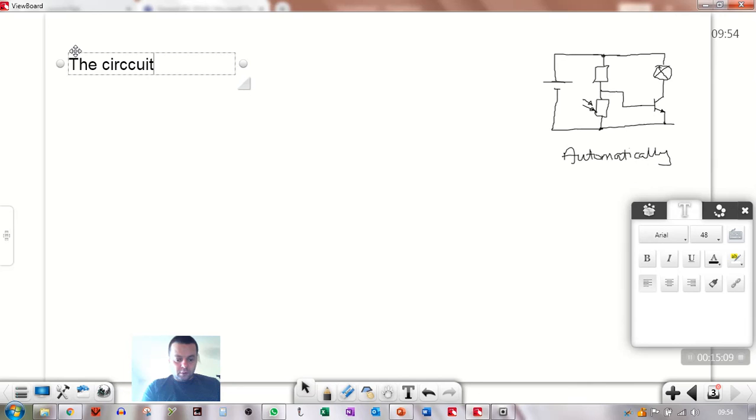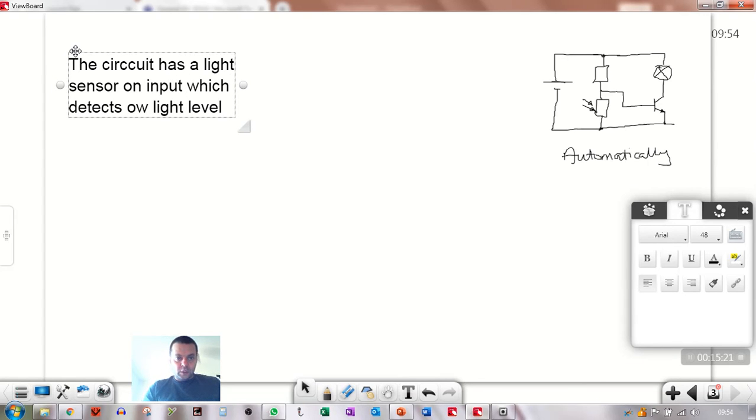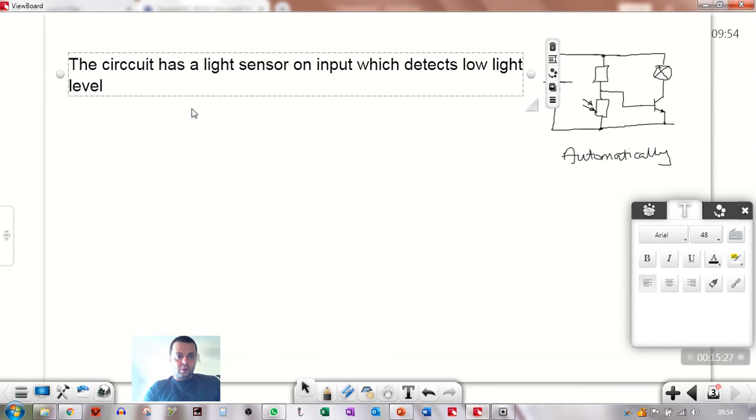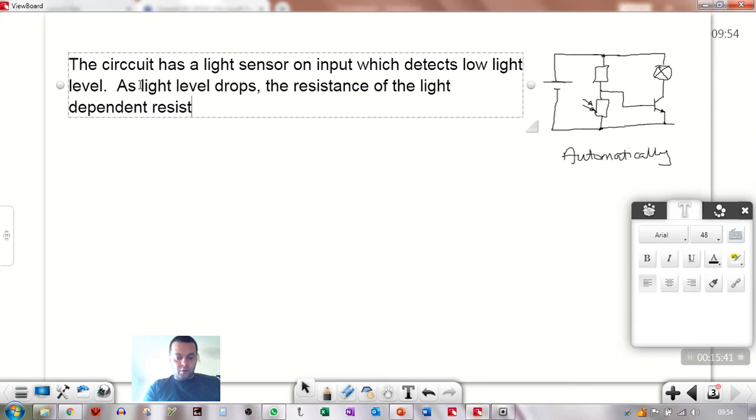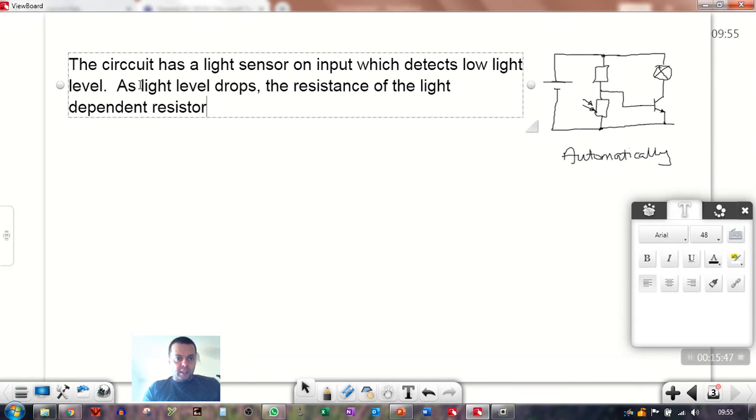The circuit has a light sensor on input which detects low light level. So I'm describing the sensor first of all. As light level drops, the resistance of the light dependent resistor will increase. It's important that you use the correct component names.